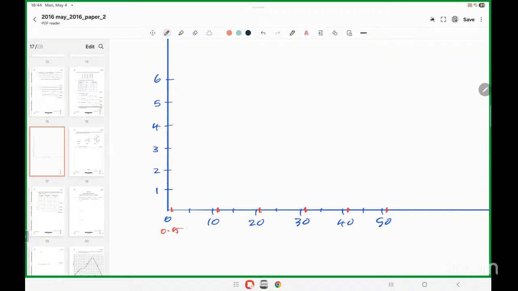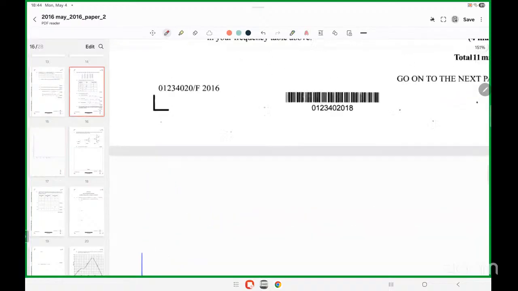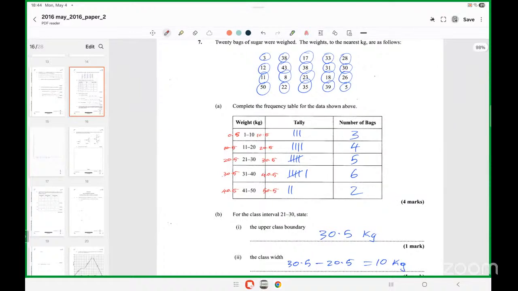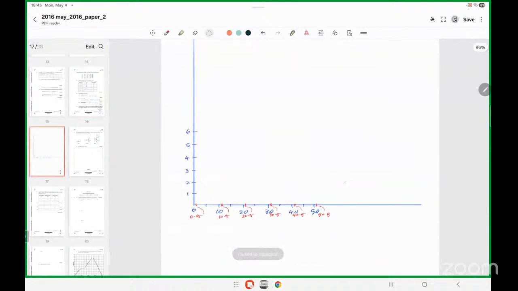0.5, 10.5, 20.5, 30.5, 40.5, and 50.5. Those marks right there. That's where the bars go, right? But the first one has a frequency. What are the frequency values again? We copy these down. So we're going back and forth. Those are the frequency values.